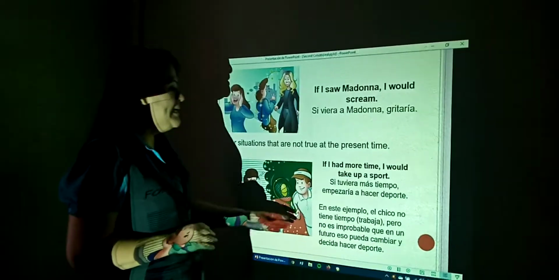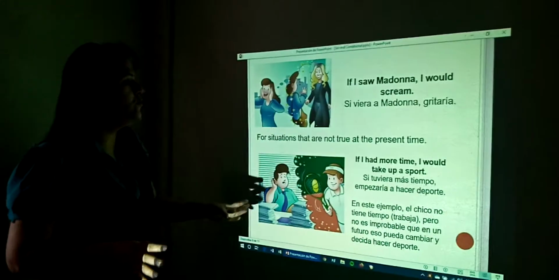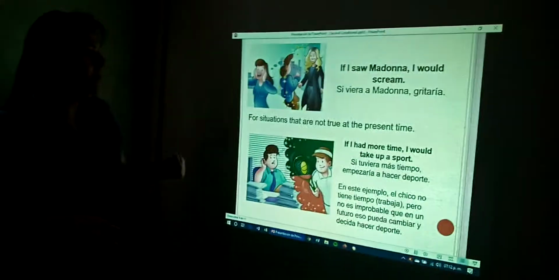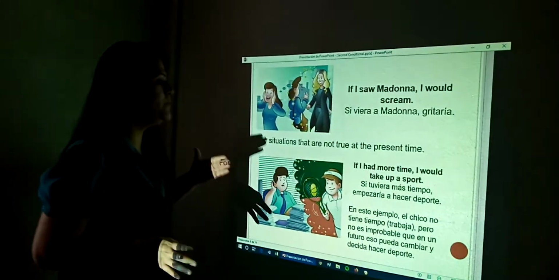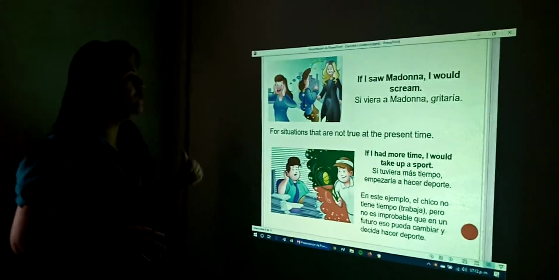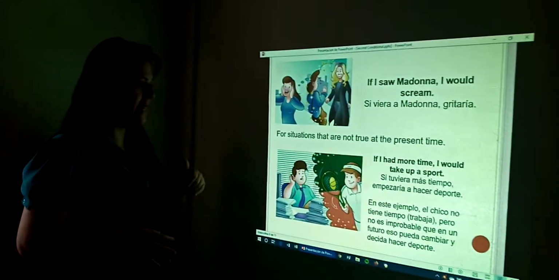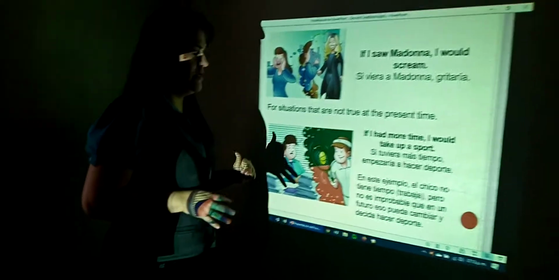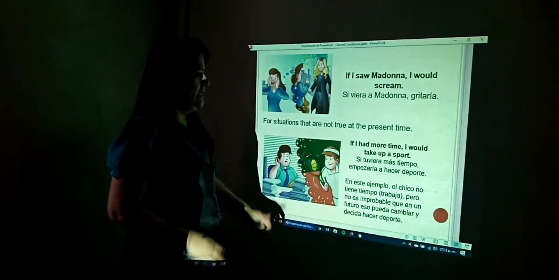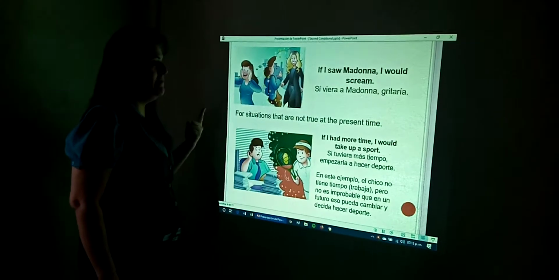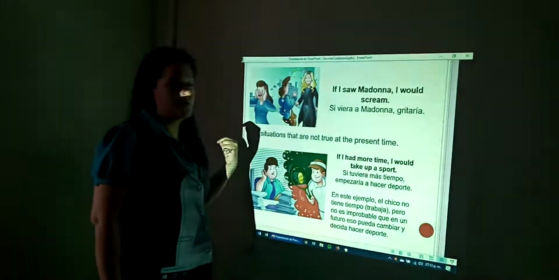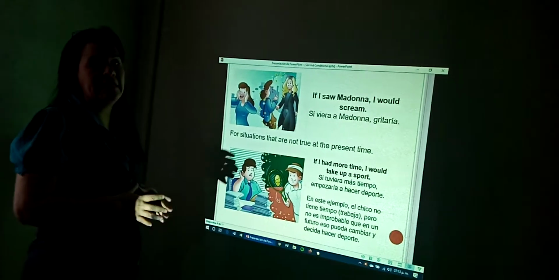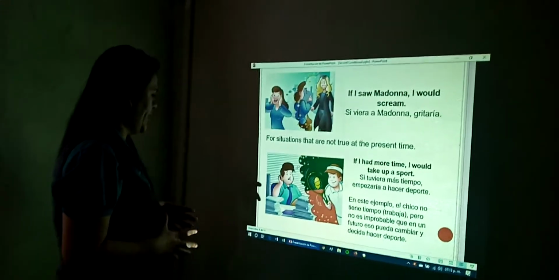¿Ok? En este ejemplo, el chico no tiene tiempo, trabaja. Pero no es improbable que en un futuro eso pueda cambiar y decida hacer deporte. Por eso dice, ¿sí? If I had more time, I would take up a sport. Si tuviera más tiempo, empezaría a hacer deporte. ¿Ok?